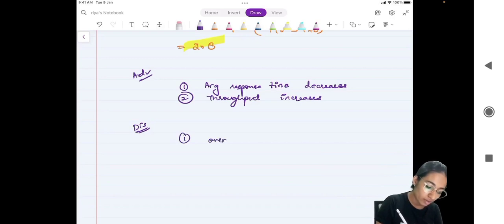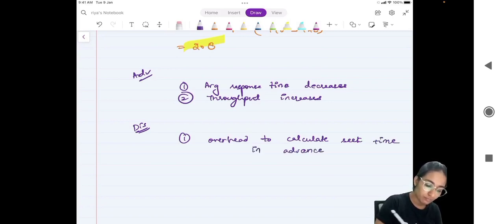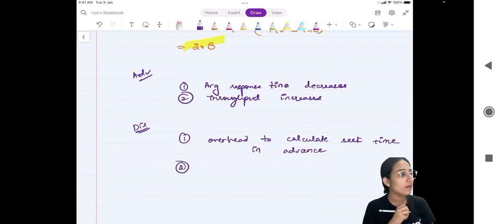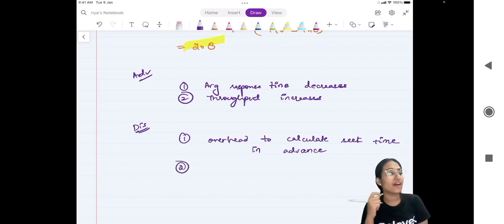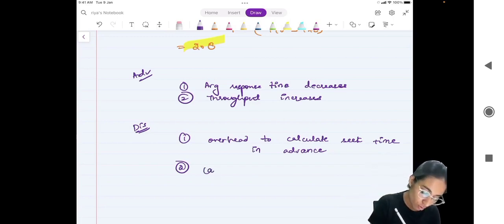And whenever we talk about the disadvantages of using this approach, first of all, there is an overhead to calculate seek time, because whenever you have the arm at a particular position, you will have to calculate the seek time in advance. Secondly, it can actually cause starvation, because if a request has a higher seek time as compared to incoming requests, it can cause starvation.